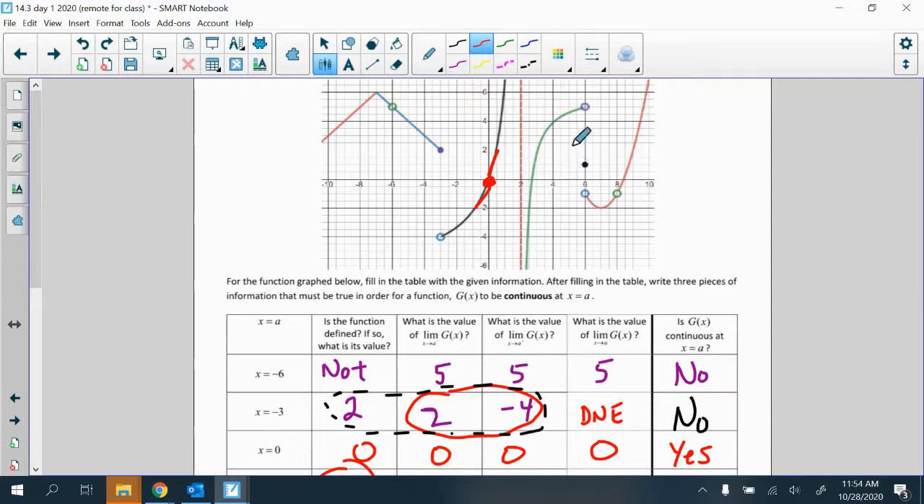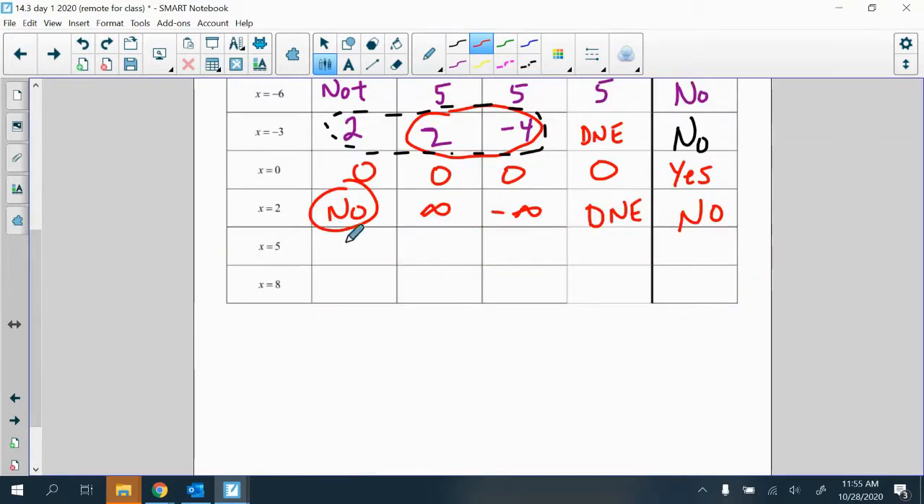At 5, it appears that the limit from the left, the limit from the right, and the actual value of the function all appear to be intersecting at somewhere around 4.5 or something like that, right? We don't know exactly what it is, but I'll just make the assumption that it's 4.5. So all of these things are the same, and the answer would be yes.